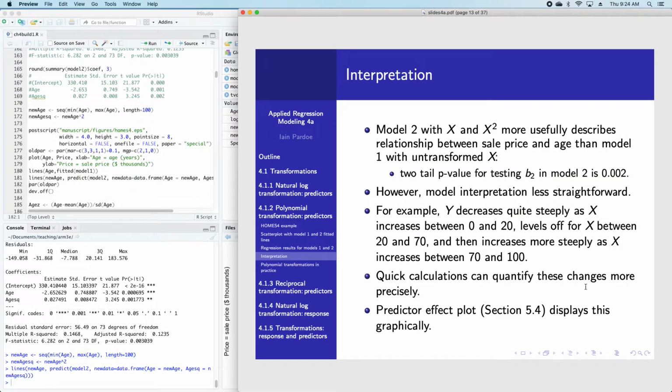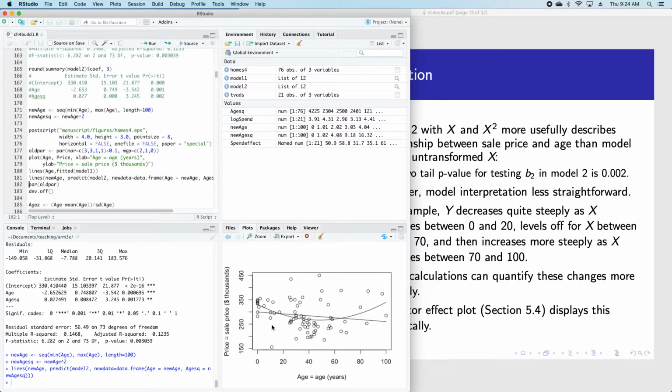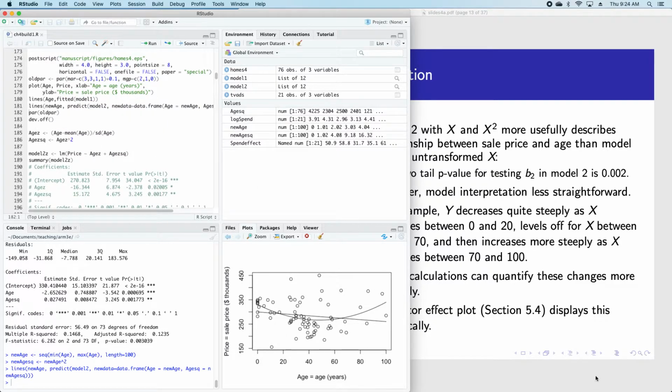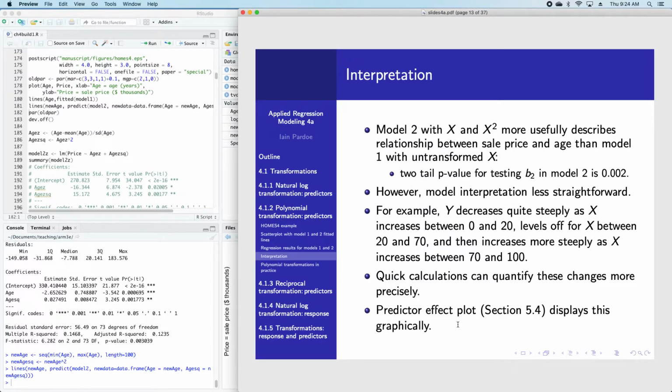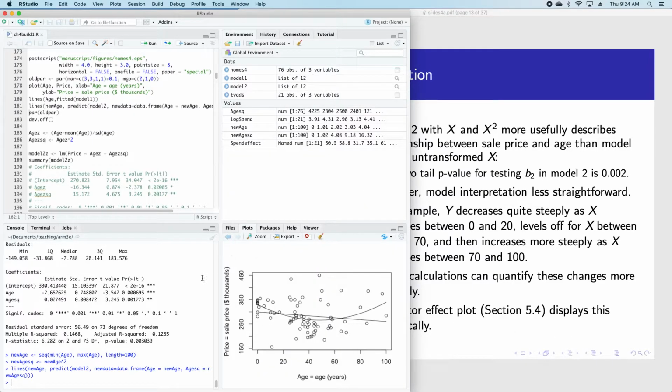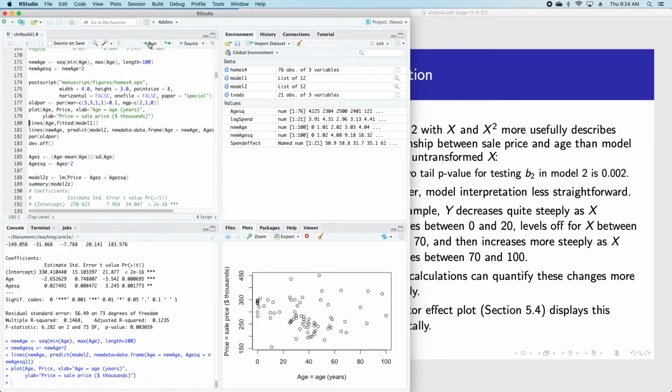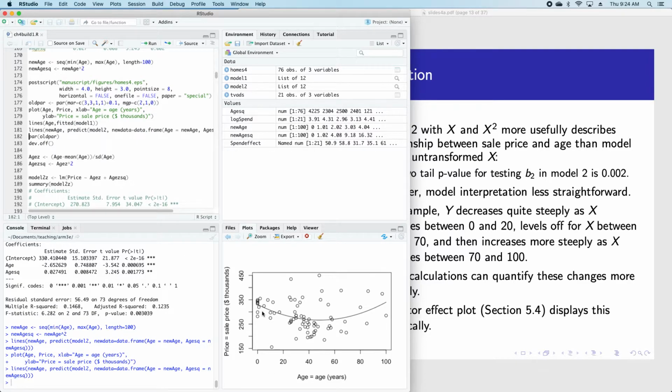Again though, model interpretation is a little less straightforward. We could do what we did before and do some calculations, or we could look at a predictor effect plot. And actually the predictor effect plot in this case is, if I just redraw the data, and then I'm just going to add the curved line. This is the predictor effect plot in this case. It shows us how expected sale price changes as age changes.